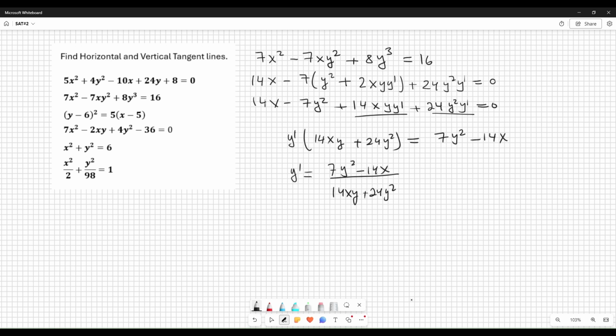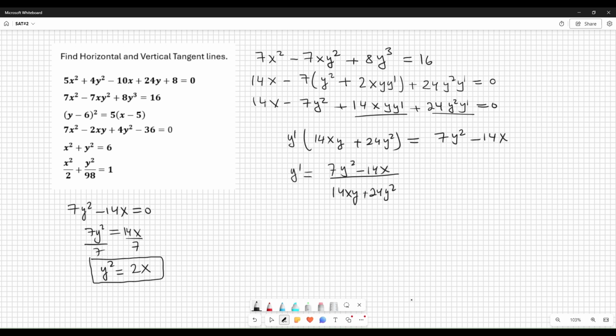Okay, so for example, for the horizontal, you take the top part equals 0. 7y squared minus 14x equals 0. And you try to do a little bit of simplification. This expression 7y squared equals 14x, divided by 7 on both sides, y squared equals 2x. And this is the parabola.